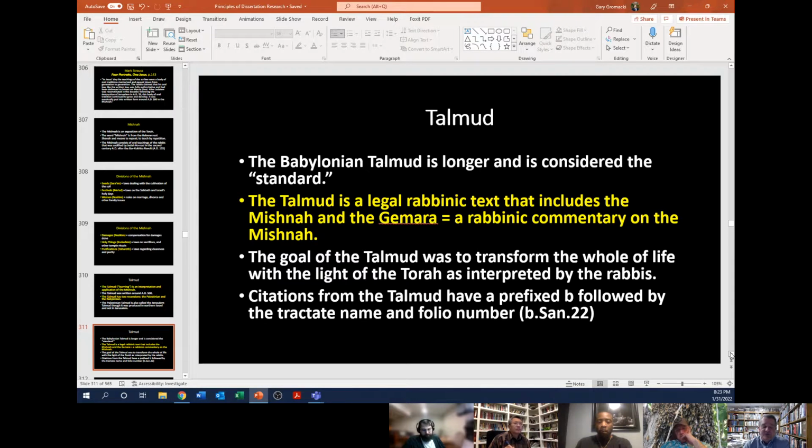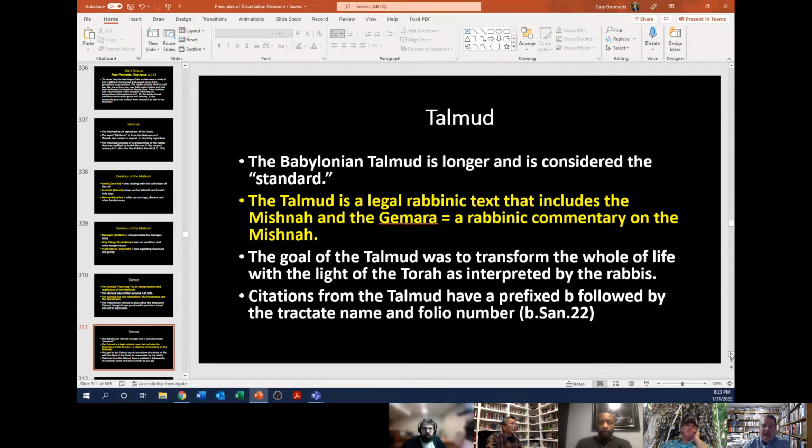So the Mishnah was first, 200, and then you have the Gemara, the commentary on the Mishnah by the rabbis, right? So later rabbis commenting on earlier rabbis' interpretation of the Torah. You put the two together, Mishnah plus Gemara equals Talmud, right? The goal of the Talmud was to transform the whole of life with the light of the Torah as interpreted by the rabbis.